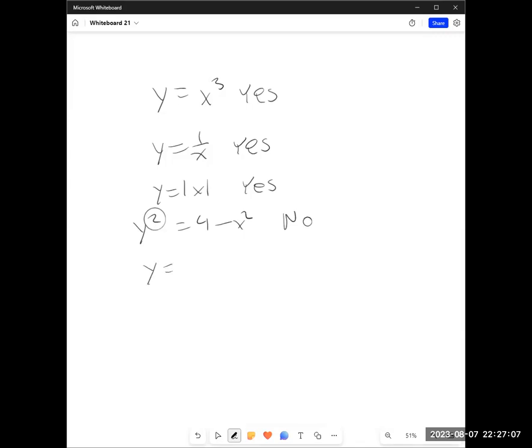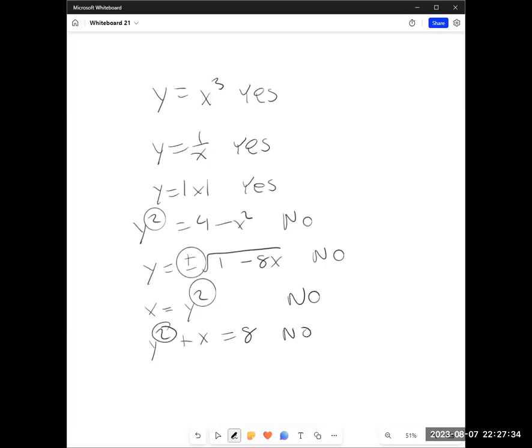Here's an example of breaking rule number 3 like I was talking about. See how it's y equals plus or minus the square root over there? So no, that one's not. x equals y squared. Again, even power on y, so no. y squared plus x equals 8. Even power on y, so no for that.